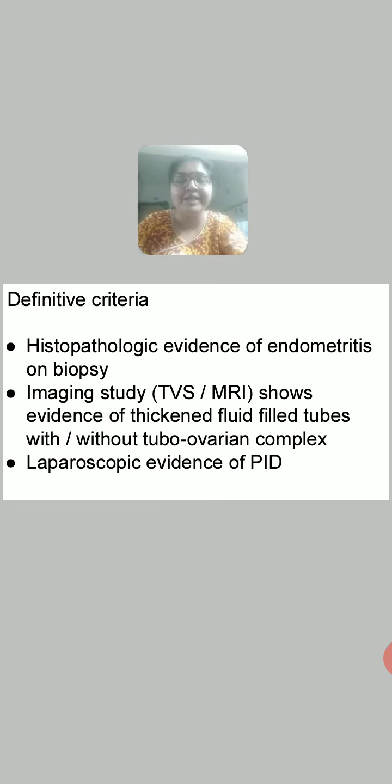Now we come to definitive criteria. The criteria which we discussed earlier, they only create suspicion of PID, but these criteria confirm PID. So they are called definitive criteria. These are histopathologic evidence of endometritis on biopsy, imaging study, either TVS or MRI, which shows evidence of thickened fluid-filled tubes with or without tubo-ovarian complex, and laparoscopic evidence of the PID. So these are definitive criteria for diagnosis of PID.